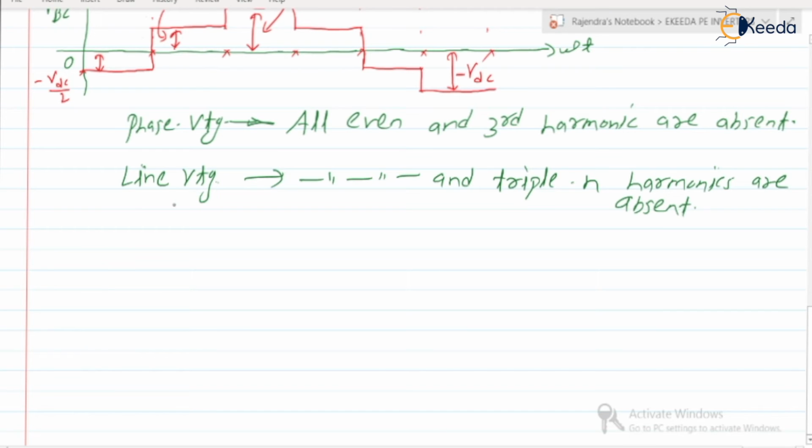But if you check the 180 degree conduction mode, the nature of the phase voltage is a stepped wave. The nature of the line voltage is a quasi square wave. But it is reversed in the case of 120 degree conduction mode, right?